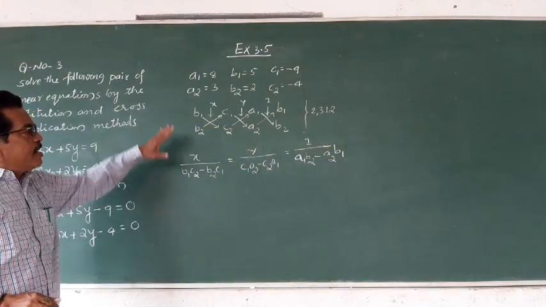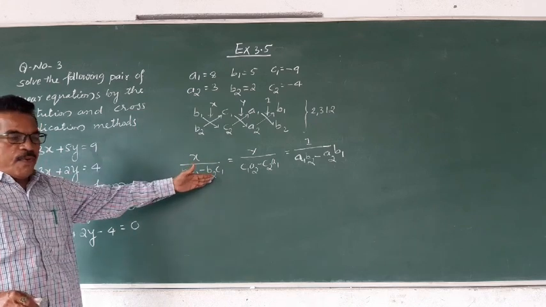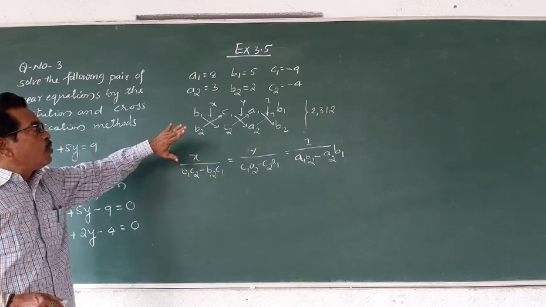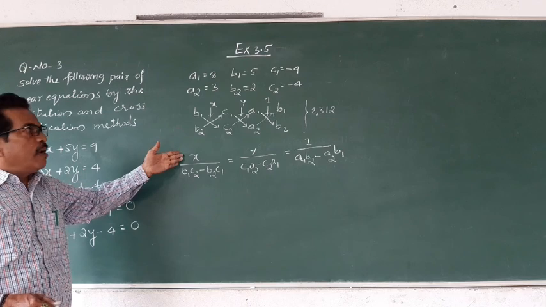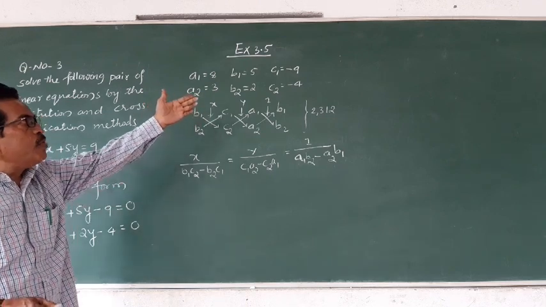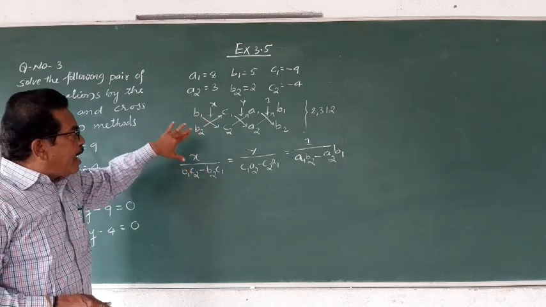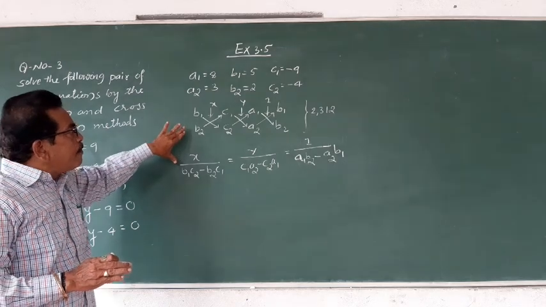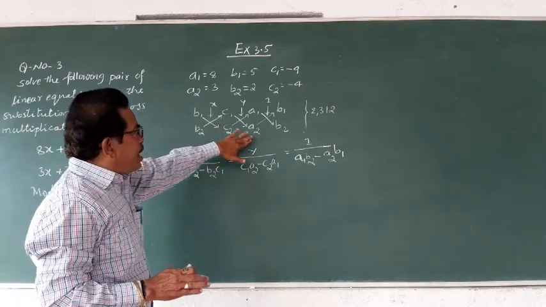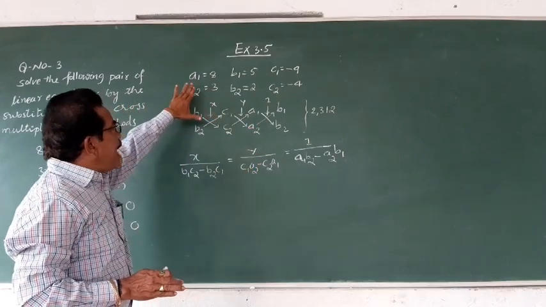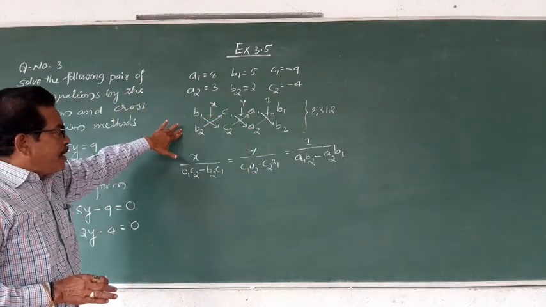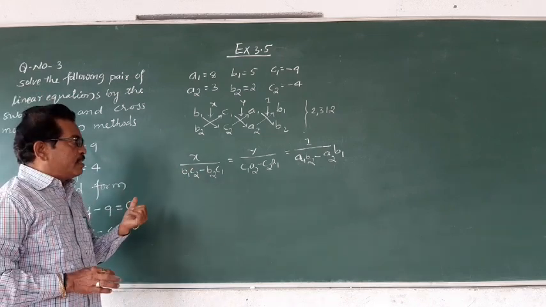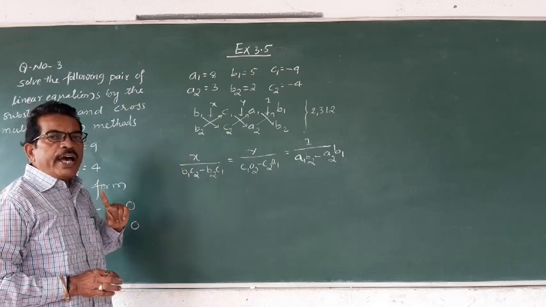See, every time it is not necessary to write the formula like this. If you know cross multiplication perfectly, you can directly introduce the values of A1 and A2, B1 and B2, C1 and C2. I am solving in this method because some average students can get confused by the direct method. So it is better to use this method every time, for those who are weak in mathematics. Now let us substitute the values.